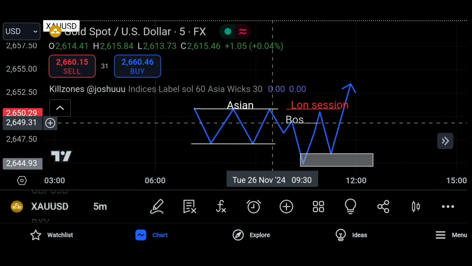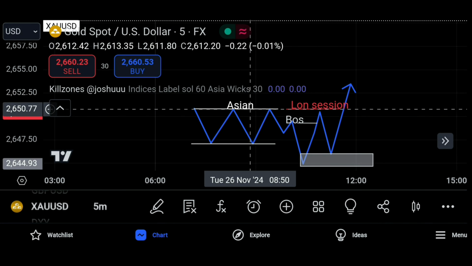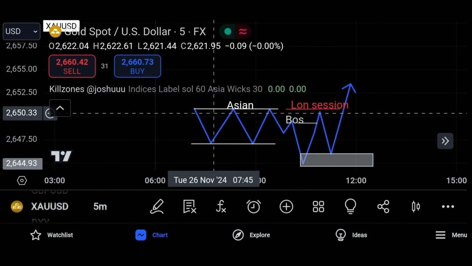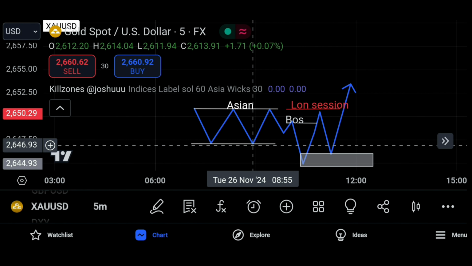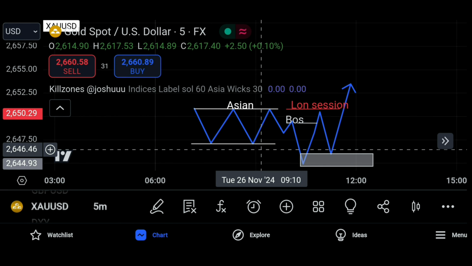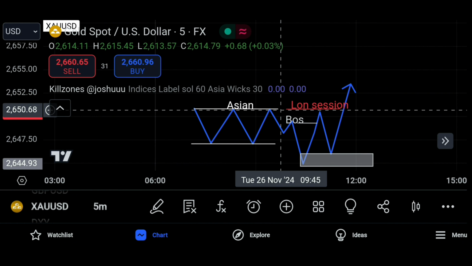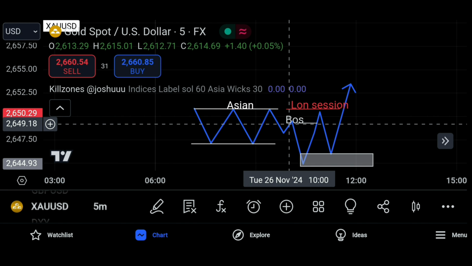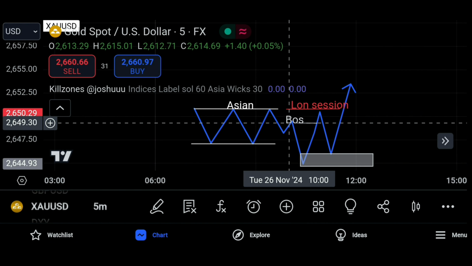During the Asian session, the market tends not to move rapidly. The volatility is normally low. So what are they doing during the Asian session? They are building liquidity above, and then below the Asian session you find liquidity. After the Asian session finishes and then the London session starts, when London normally kicks off around 8 a.m. Nigerian time, around 7 o'clock they are setting the market for 8 o'clock to move.